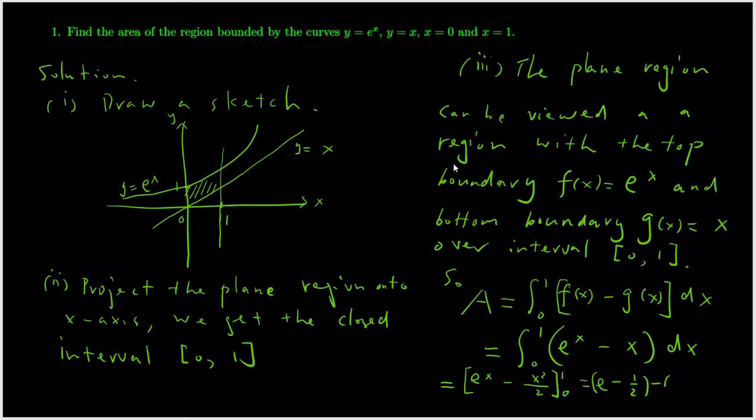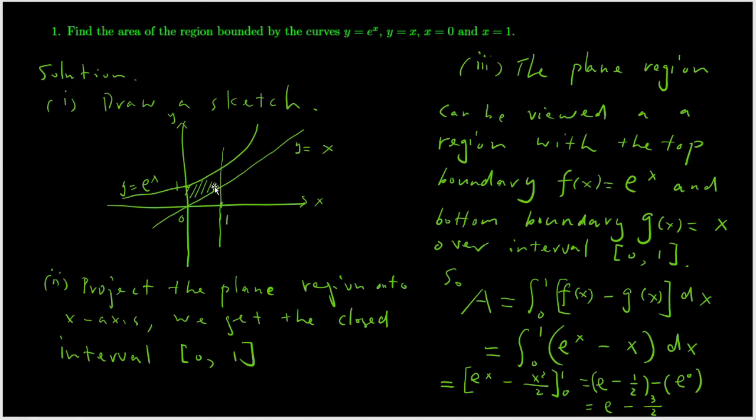e to the power of 0 is equal to 1, right? e to the power of 0 is equal to 1. x squared over 2 at 0 is equal to 0. We just need to subtract e to the power of 0, which is 1. Finally, the answer I believe we are going to get is e minus 1/2 minus 1, you have e minus 3/2. That's the area of the weird region.